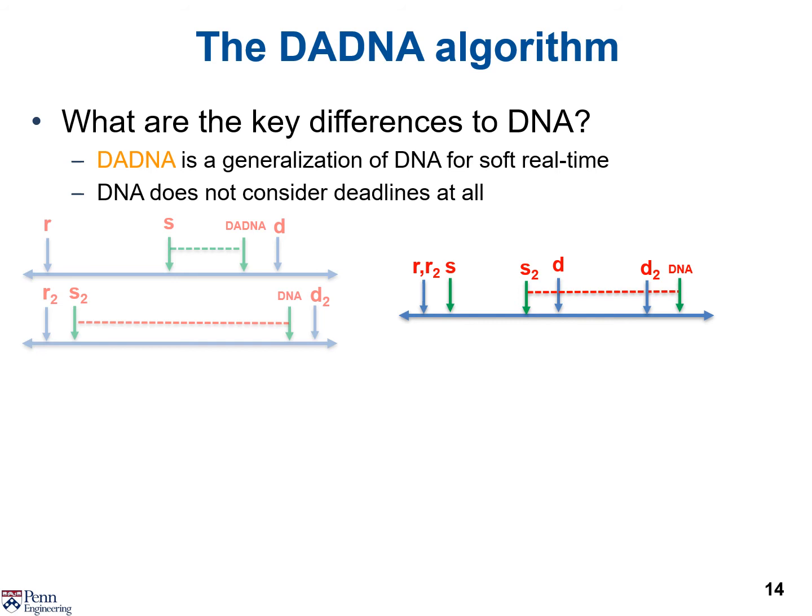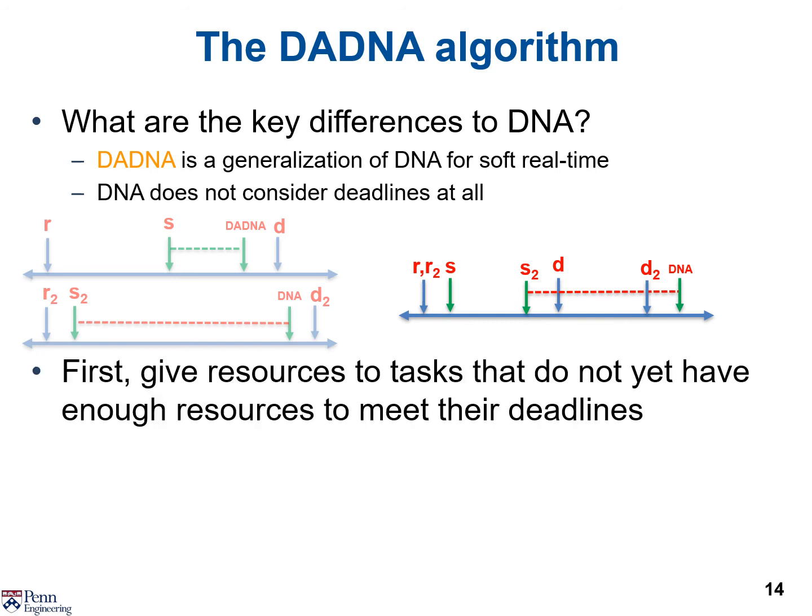So how does DADNA actually take this urgency into consideration? Briefly, DADNA first starts with the minimum number of resources just like DNA. It then estimates if all tasks will finish by their deadlines. If not, then DADNA will assign a resource to the task farthest from finishing. If all tasks are estimated to finish, the remaining resources are allocated using the DNA algorithm.